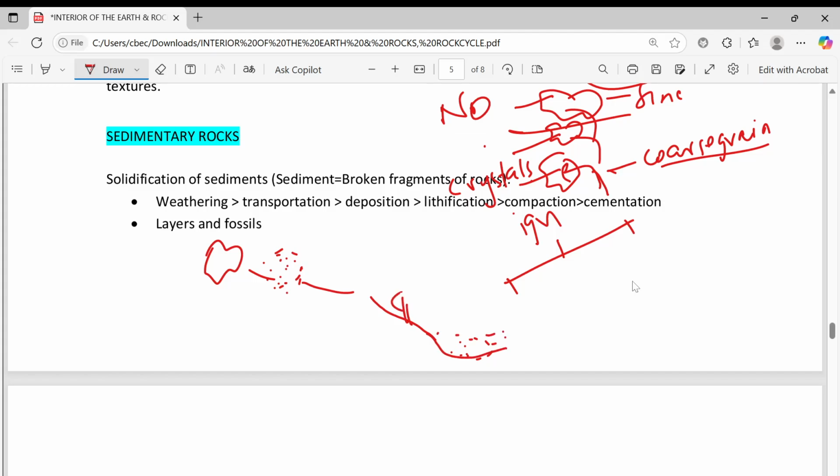For example, if one tree is there, the tree will settle. Some animals also will settle. So some layers like this will form, and over a period it will get compressed and form a rock. This is what we call sedimentary rock.